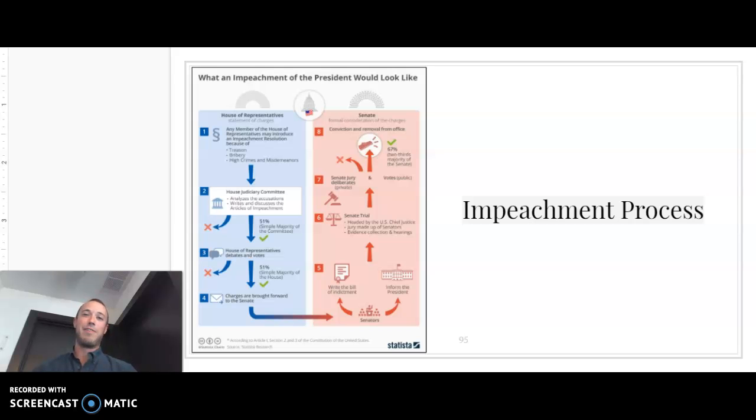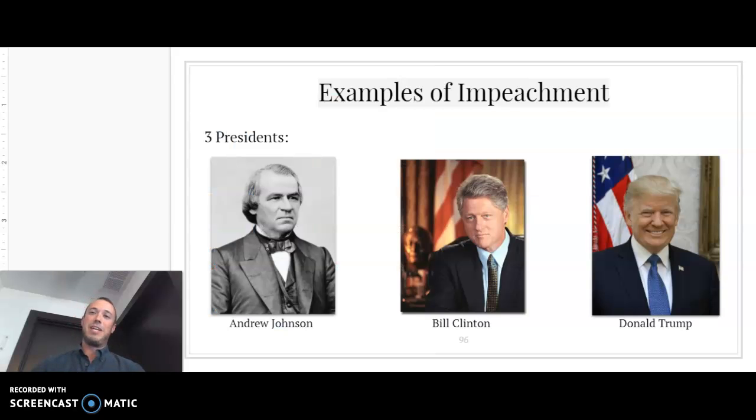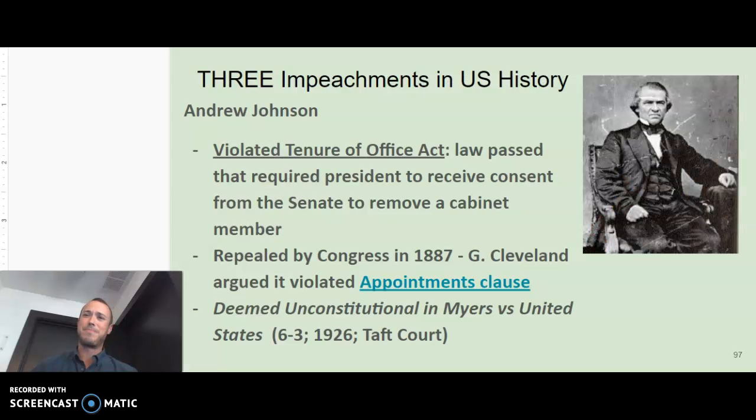Here's another little graphic for it. We have had 3 impeachments, though, and these are the gentlemen right here: Andrew Johnson, Old Slick Willie Bill Clinton, and Donald Trump. All right, let's talk about the things that they did that got them in trouble. All right, so 3 things.